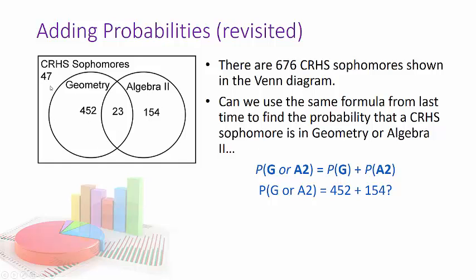If I have a circle of kids, and I say stand in this geometry circle if you're taking geometry, and stand in the algebra 2 circle if you're taking algebra 2, there are actually some sophomores right now who are taking both, so they can kind of accelerate and get their calculus in high school instead of waiting for college. So how do we deal with the double counting that's going on there? So we revise the general addition rule.